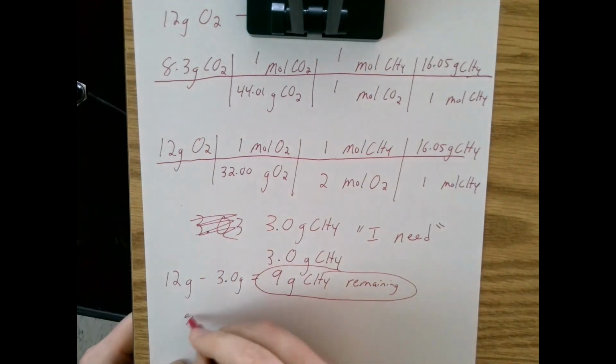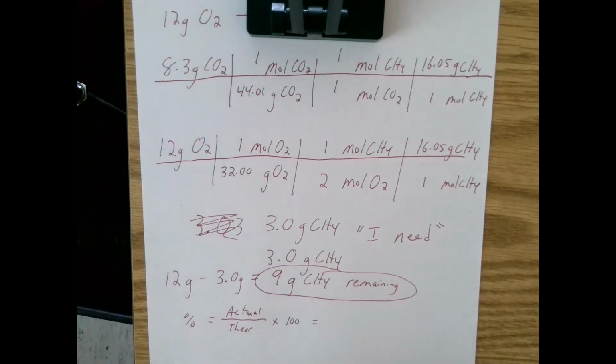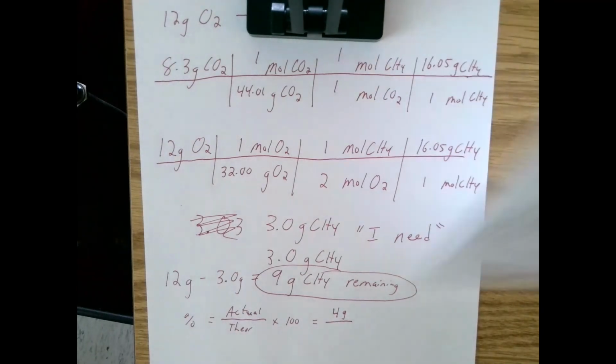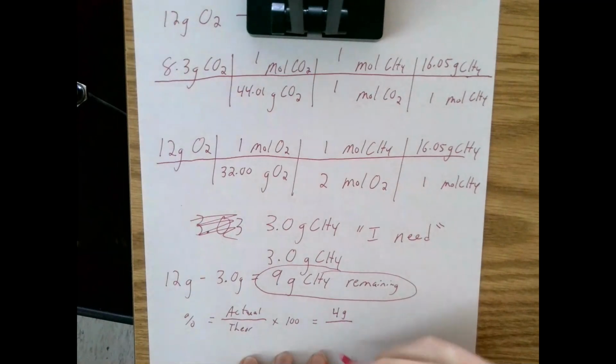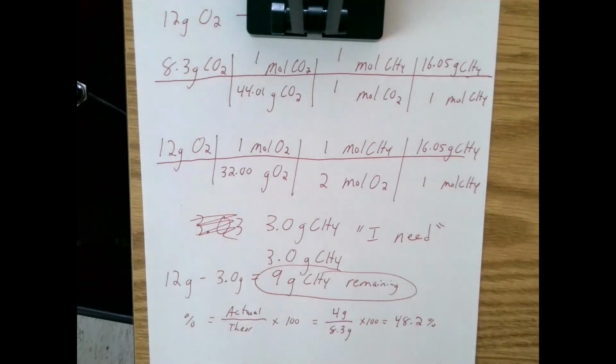I know percent yield equals actual divided by theoretical times 100. So I can plug that in. The actual yield is from the lab. That's how much we actually get, which is 4. The theoretical yield is the number from here, 8.3 grams, times 100. So I'm plugging into the calculator: 4 divided by 8.3 times 100, and I get 48.2, and we can just round the percentage to one number after the decimal. So our percent yield is 48.2%.